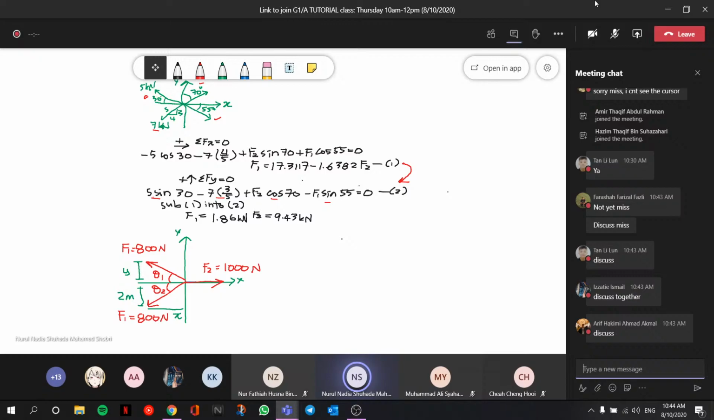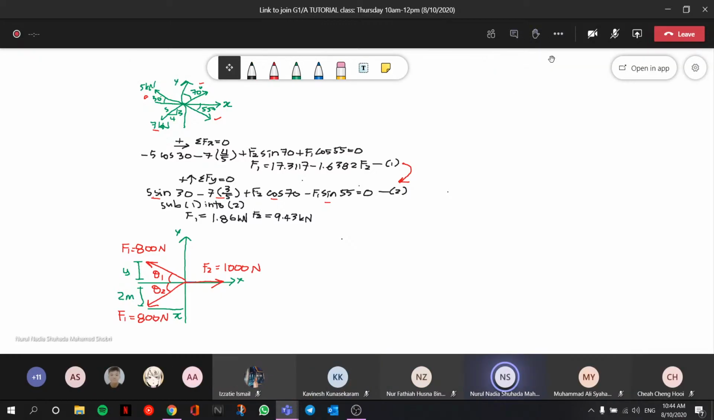So as I mentioned previously, we have to break down the forces into components in the x direction and also in the y direction. First we will try to solve in the y direction. Before that, let me explain the free body diagram.